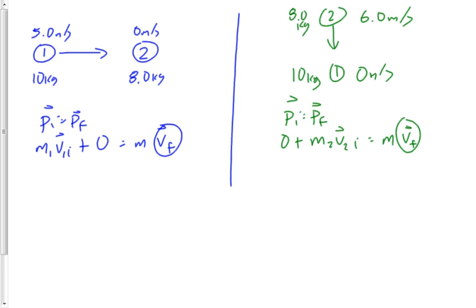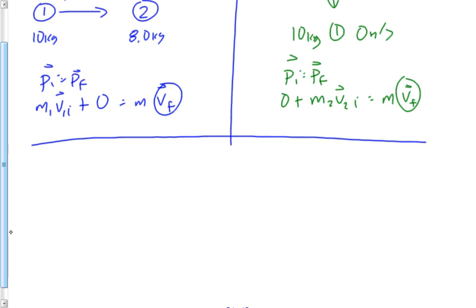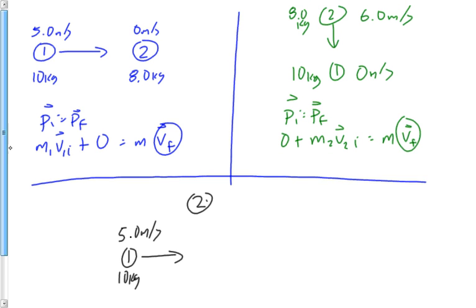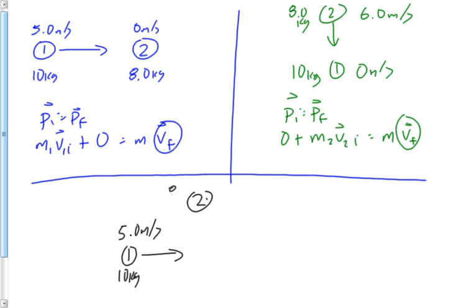What do we do, though? What do we do if we see a third question? What do we do if we see a question where object number 1 is going this way, has a mass of 10 kilograms, has a velocity of 5 meters per second to the right, just like it did in the blue problem up there. But this time object number 2 isn't at rest. Object number 2, which still has a mass of 8 kilograms, this time is moving downwards at 6 meters per second, just like it was in question number 2.